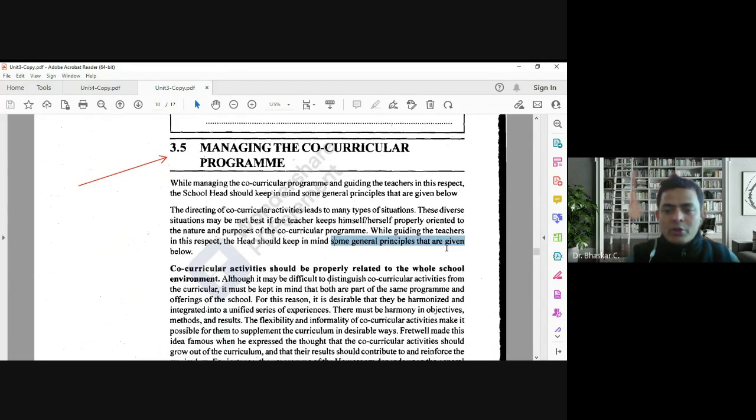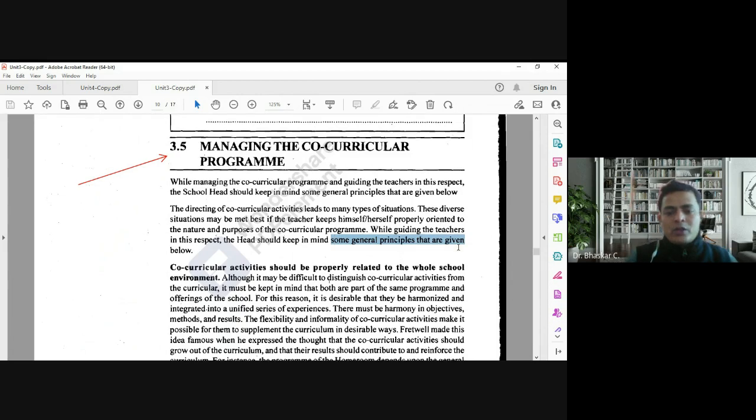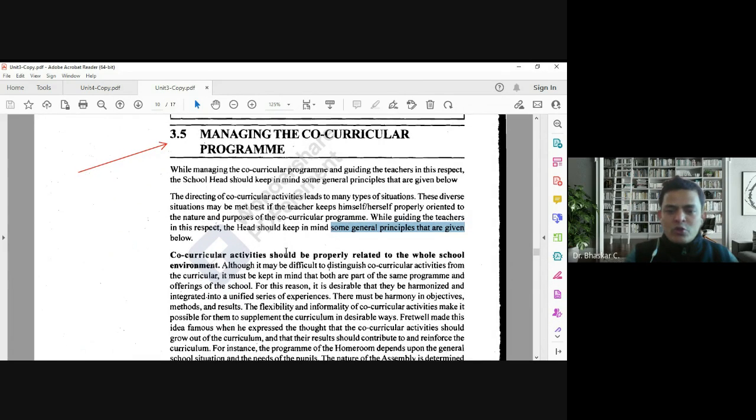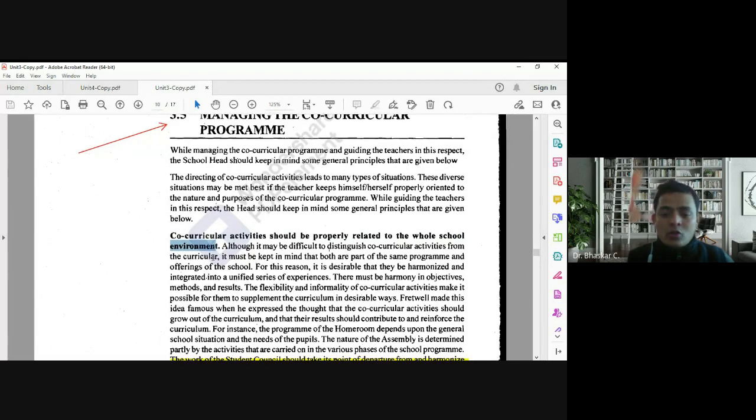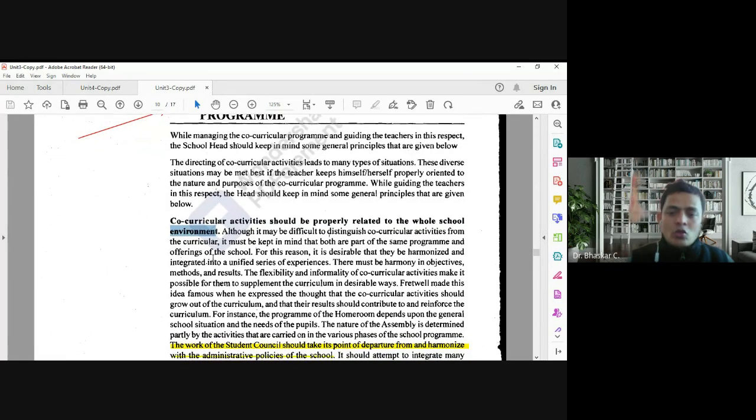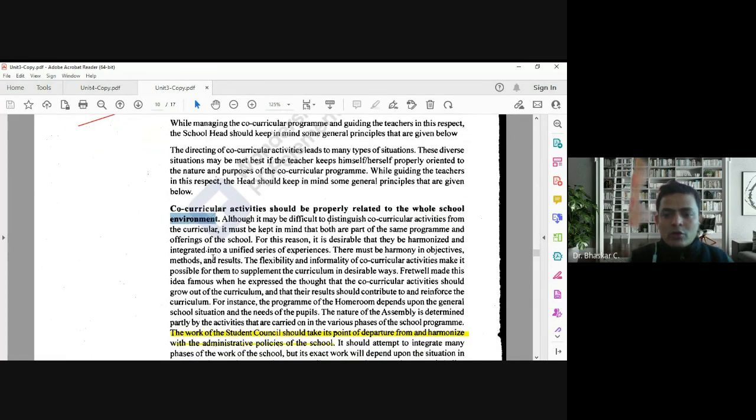So there are some general principles that are given below, right? So what is the first principle? I will just go for the principles. The co-curricular activities should be properly related to the whole school environment. This is the important feature. It depends on the school, and is different from school to school.